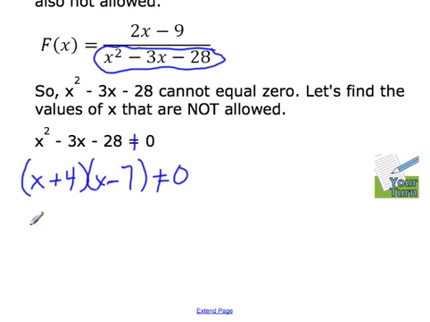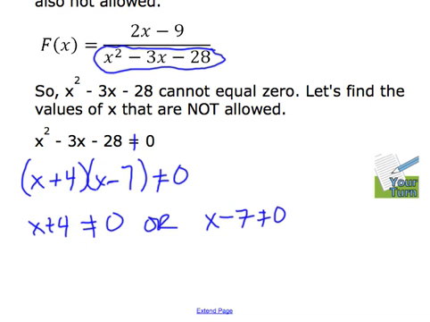Using the 0 property, I would say x plus 4 cannot equal 0, or x minus 7 cannot equal 0. So in this one, if I move the 4 over to the other side, x cannot be equal to -4, nor can x be equal to +7.